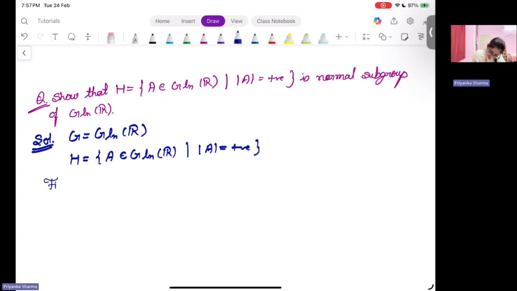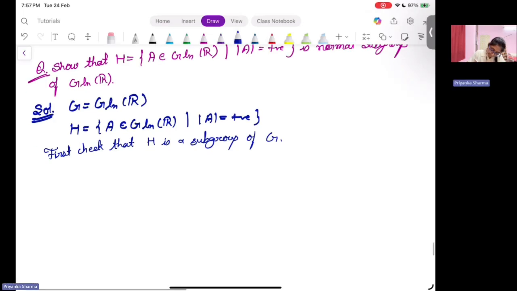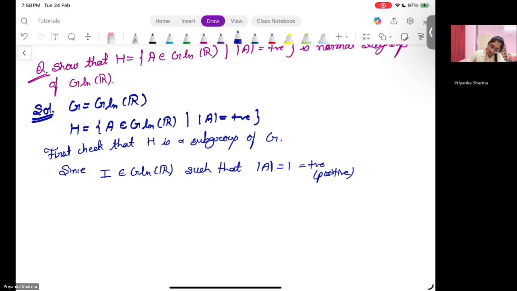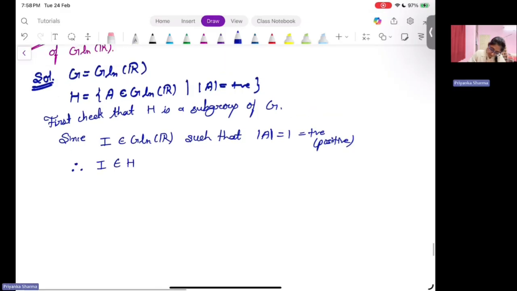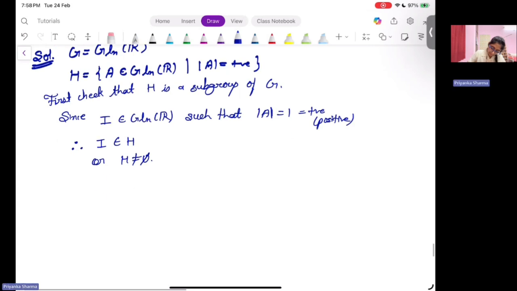So first we need to check that H is a subgroup of G. Since the identity element has determinant 1, which is positive, the identity belongs to H, or H is non-empty. Okay.